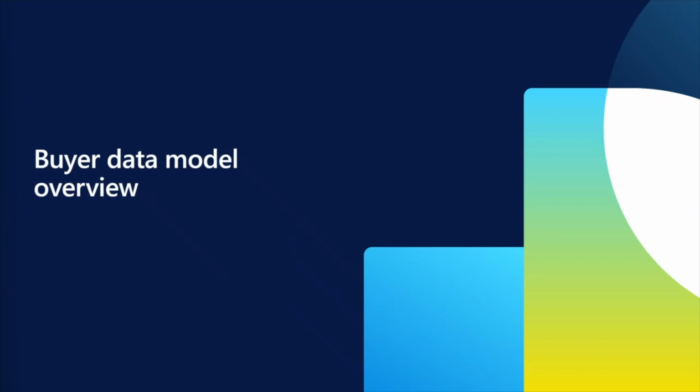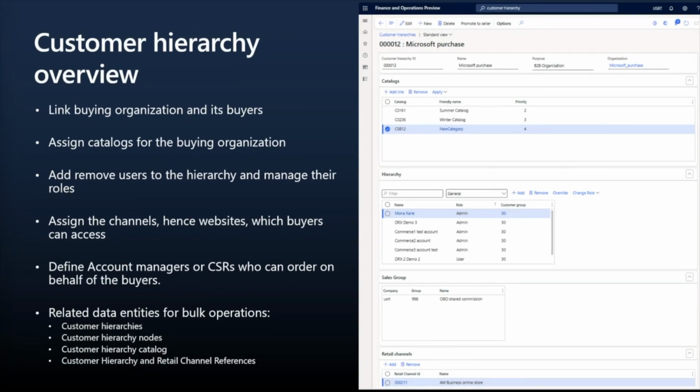Let's take a look at how we handle the data modeling for your business buyers. This is not a part of setup, but this is something important to understand how things are working underneath. So let's take a look at how we manage this relationship between buying organization and buyers. So customer hierarchy is the entity that helps with this linkage. The screenshot that you see on your screens is an example of a customer hierarchy, which is created for a business called Microsoft Purchase.